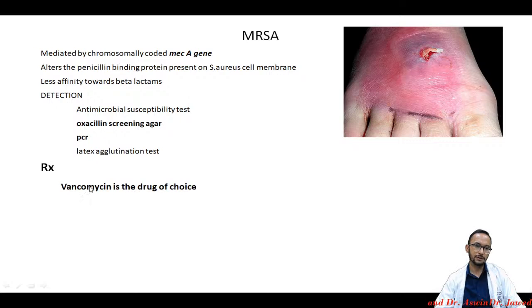Vancomycin, though it is the drug of choice, is usually conserved for the most serious infections caused by MRSA. The other option we have is macrolide antibiotics like clindamycin and erythromycin. Not a better choice, but they are the alternatives before using vancomycin. Vancomycin is preserved mainly for serious infections like endocarditis. So it is a reserved drug for MRSA.